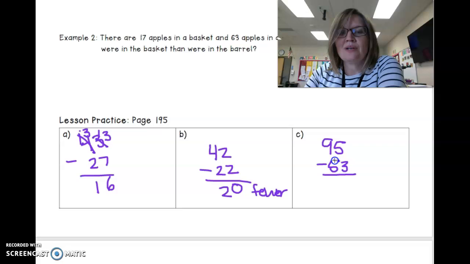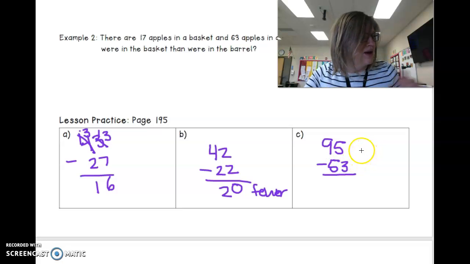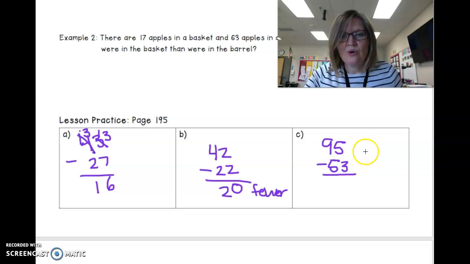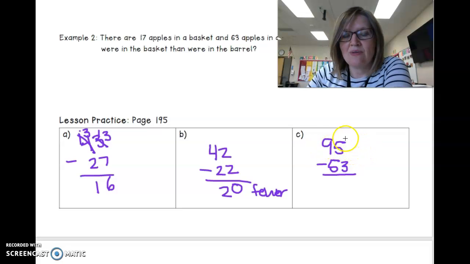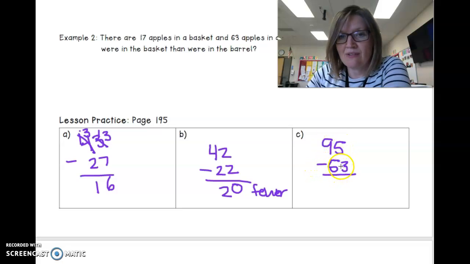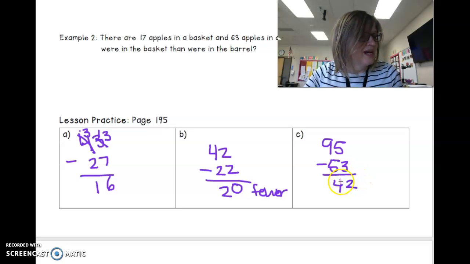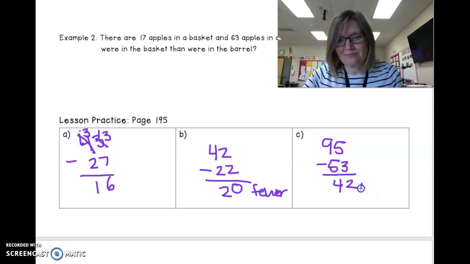And our last one is Caesar had 53 shells. Juanita had 95 shells. How many more shells did Juanita have? And so we have this set up. We take 95 and we subtract 53 from 95. And so 5 minus 3 is 2. 9 minus 5 is 4. So Juanita had 42 more shells.